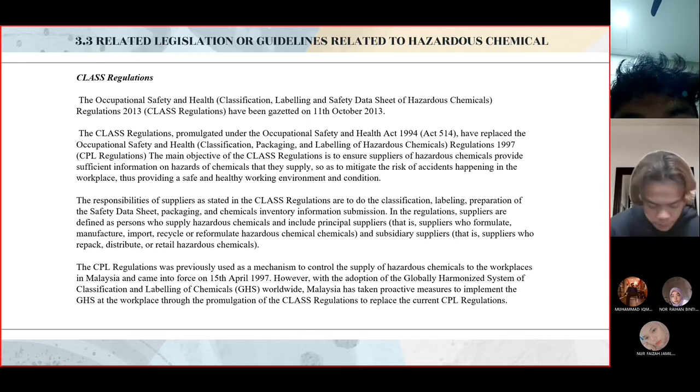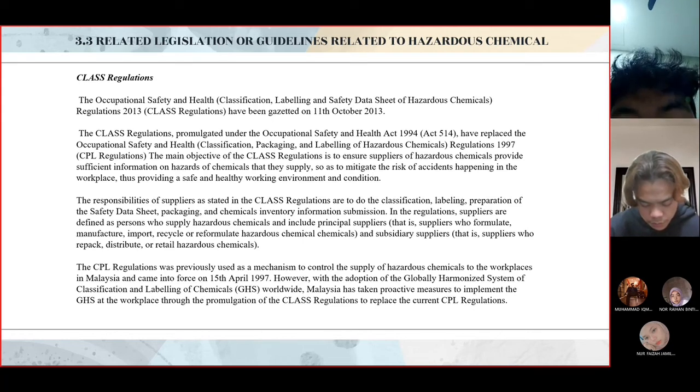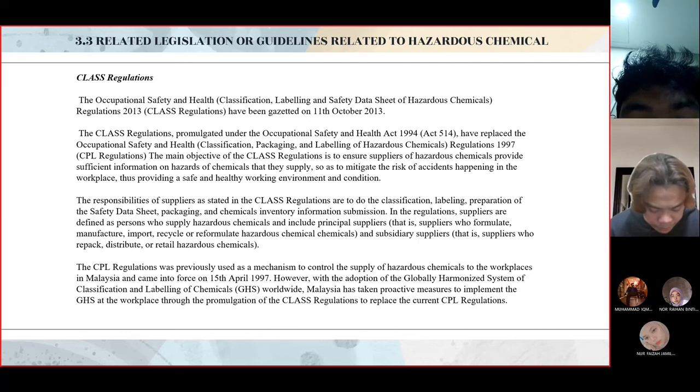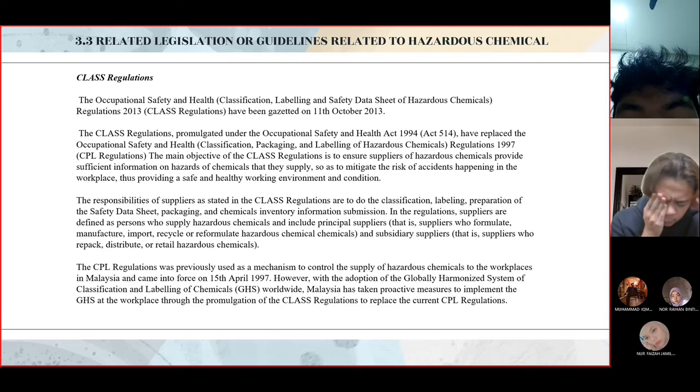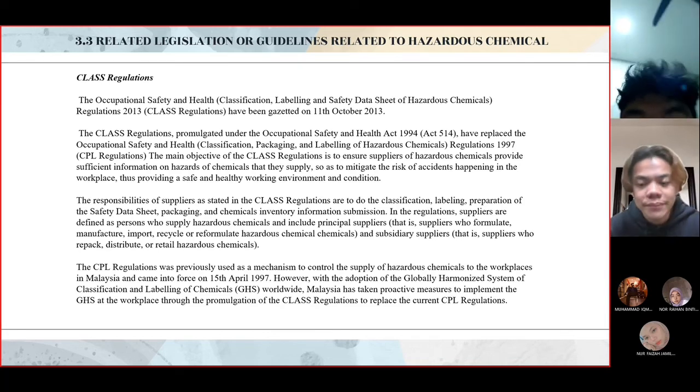The CPL Regulation was previously used as a mechanism to control the supply of hazardous chemicals to the workplace. In Malaysia, it came into force on 15 April 1997. However, with the adoption of the Globally Harmonized System of Classification and Labelling of Chemicals (GHS) worldwide, Malaysia has taken proactive measures to implement the GHS at the workplace through the promulgation of the CLASS Regulation to replace the current CPL Regulation.